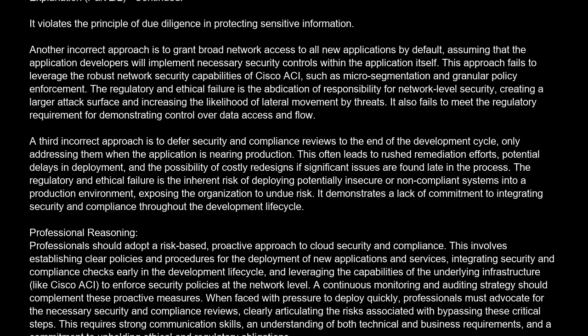Professional reasoning. Professionals should adopt a risk-based, proactive approach to cloud security and compliance. This involves establishing clear policies and procedures for the deployment of new applications and services, integrating security and compliance checks early in the development lifecycle, and leveraging the capabilities of the underlying infrastructure, like Cisco ACI, to enforce security policies at the network level. A continuous monitoring and auditing strategy should complement these proactive measures.